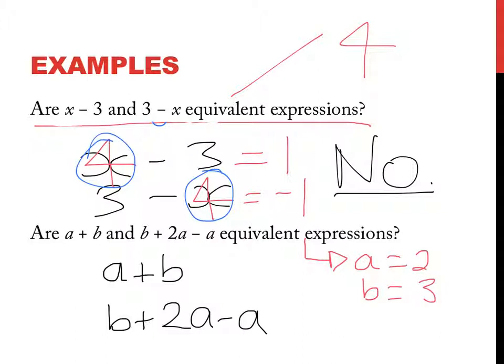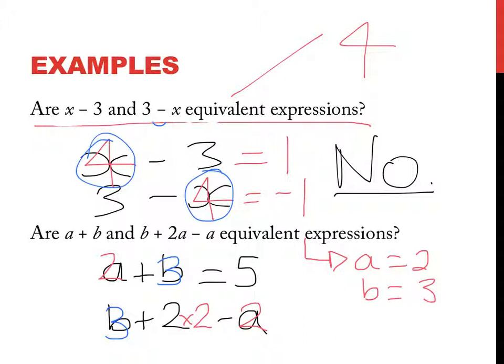Let's try substituting. A equals 2, so I'm going to replace all the a's with 2's. I have to be really careful when I replace this a, because remember, 2a isn't saying 22, it's saying 2 times 2. Remember that, because when the a came after that, that was a times. And I'm going to substitute the b's with 3's. I'm going to put a 3 over there and a 3 over there. So that's saying 2 plus 3 equals 5.